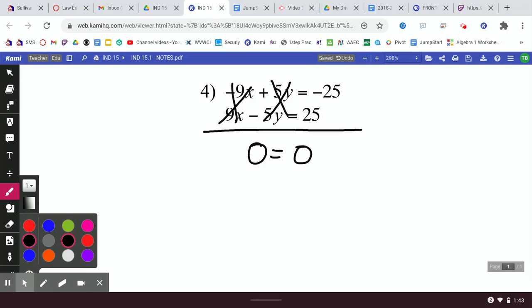My x's and my y's are gone. Since it's a true statement, it's infinite. Or you can write the word infinite if you prefer. My infinity signs usually are a hot mess, but that's okay, as long as I know that you mean infinite, you're fine. Any question on those two?